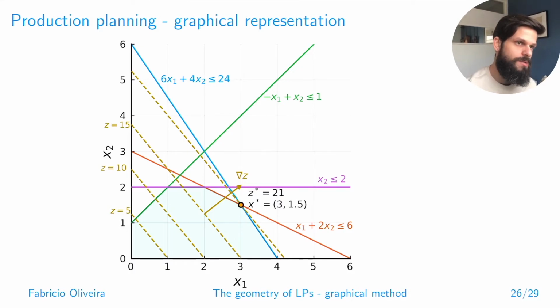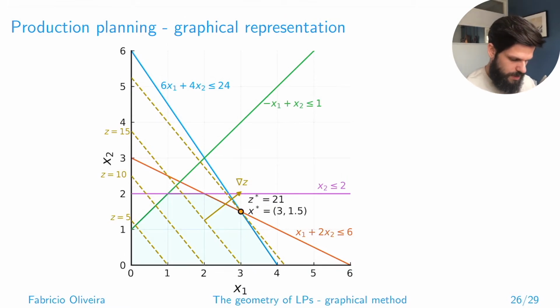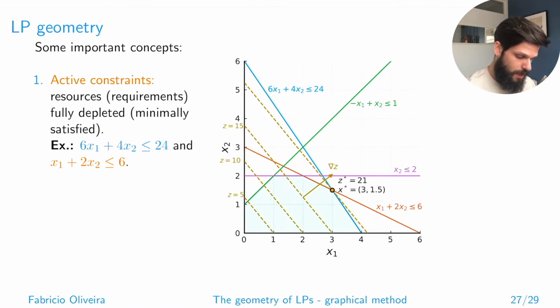So this process of looking at the geometry of the problem and figuring out what is the optimal solution is something that is called the graphical method. And it's a simple thing that you can do with two-dimensional problems just to understand geometry. It's not properly a method, but it allows us in two-dimensional problems to find optimal solutions, which in this case is exactly this one there. Okay, so let's have a look now at some important concepts related to how these constraints play a role in being in the optimal solution. So the first important concept is this notion of activity of constraints.